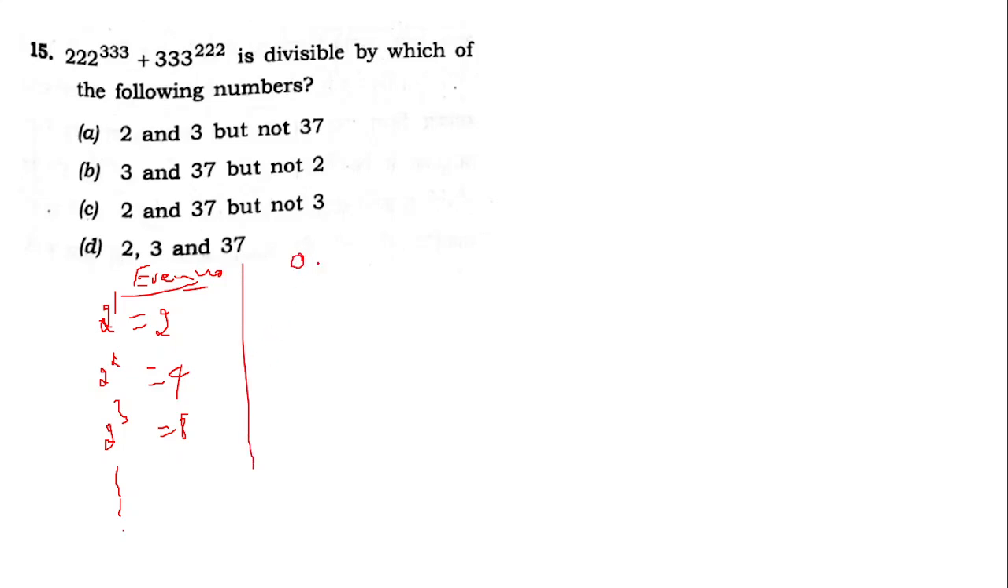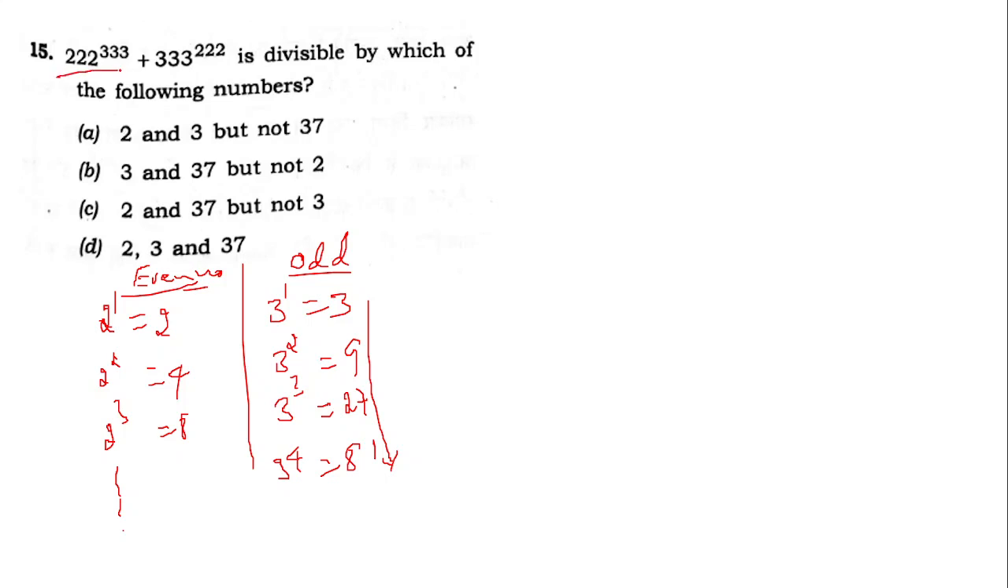3 raised to anything will be an odd number. How? Let us try to understand. 3 power 1 is 3, 3 power 2 is 9, 3 power 3 is 27, 3 power 4 is 81. If you observe the unit digits, it is an odd number. So we are clear, this is going to be an even number, this is going to be an odd number.